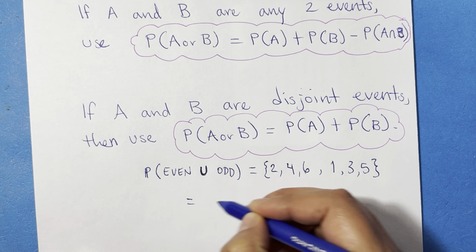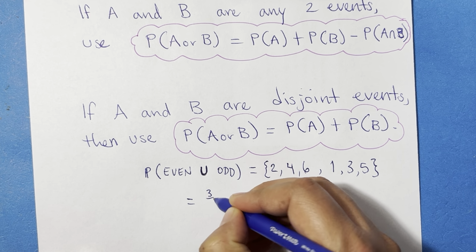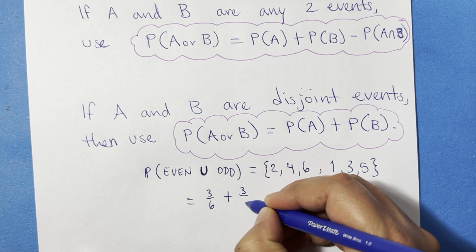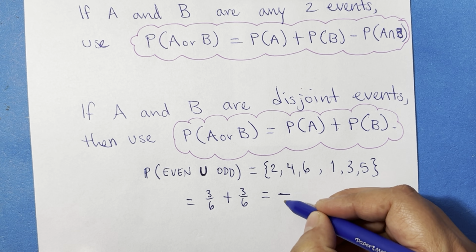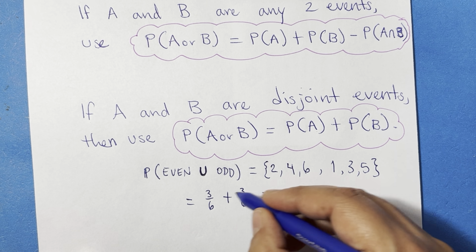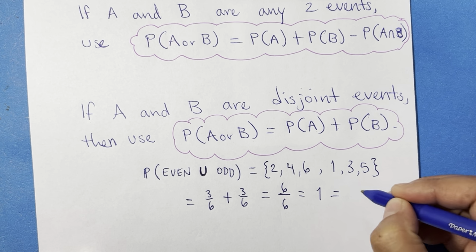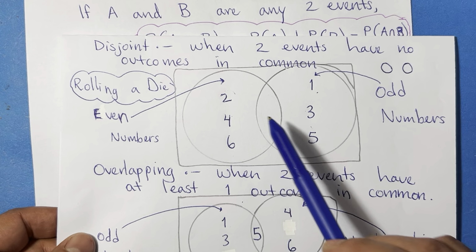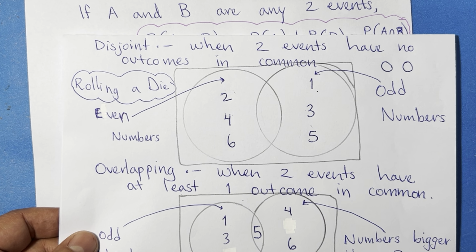We can also represent it as, well, there are 3 out of the 6, which is 1/2, plus 3 out of 6. And since it's a common denominator, we just put the 6. 3 plus 3 is 6. Which is equal to 1, which is 100%. And it kind of makes sense because all the 6 numbers are included within these two sections, okay?